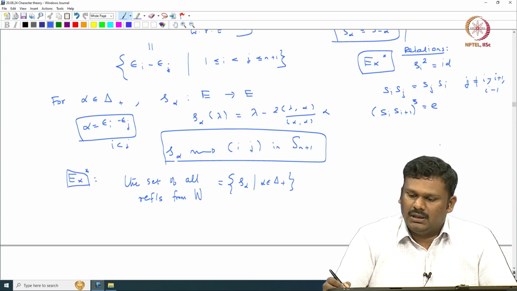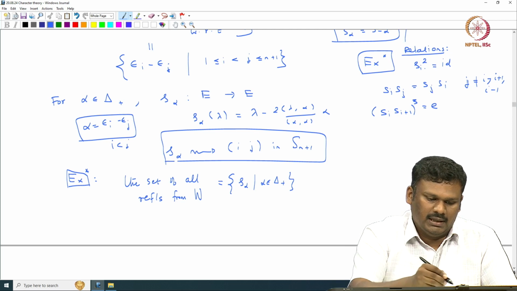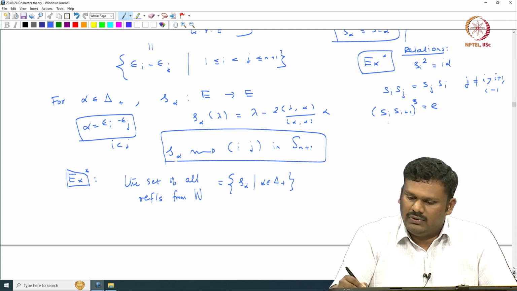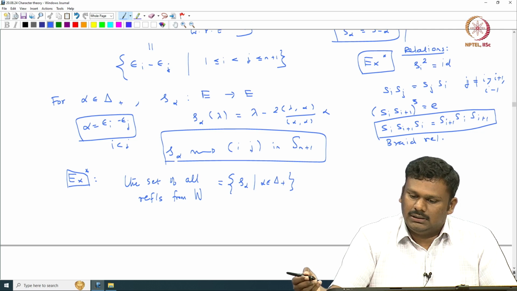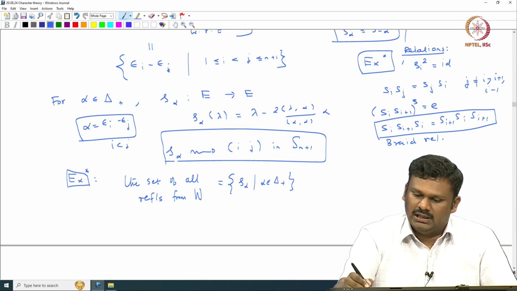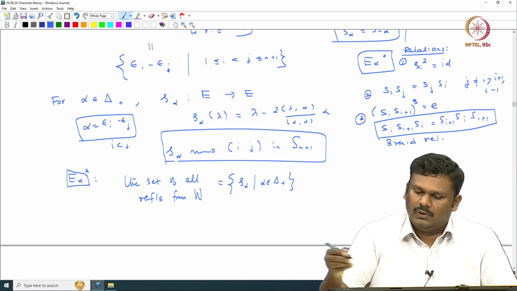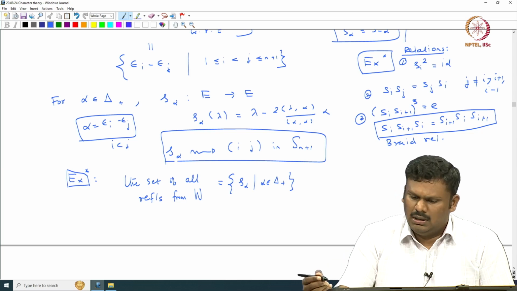Now, using this Si squared being identity, you can rewrite this. So, if you rewrite this, this is exactly Si plus 1 Si Si plus 1 equal to Si Si plus 1 Si. So, this is what is called the braid relation. And W is indeed isomorphic to the group generated by Si modulo these relations. These are all the natural relations among the Sis, and those relations determine the group.